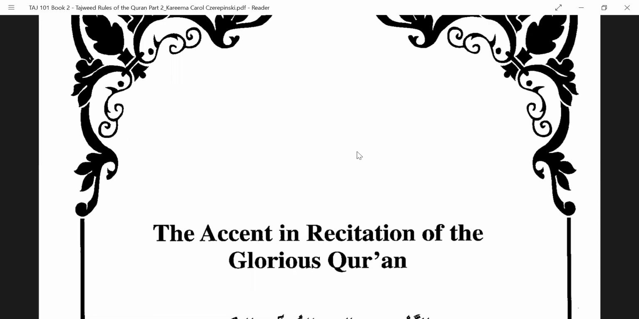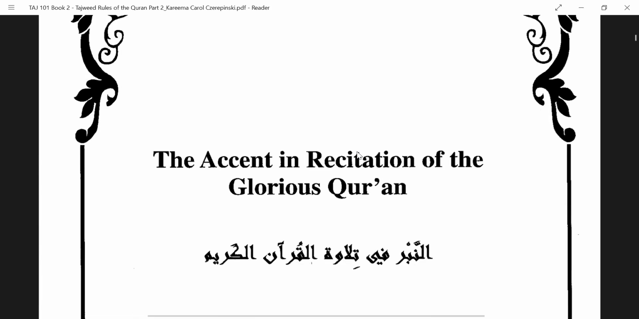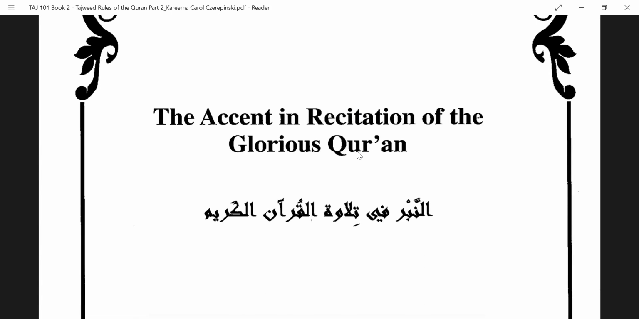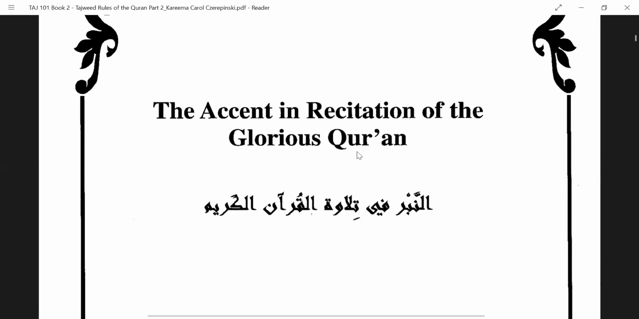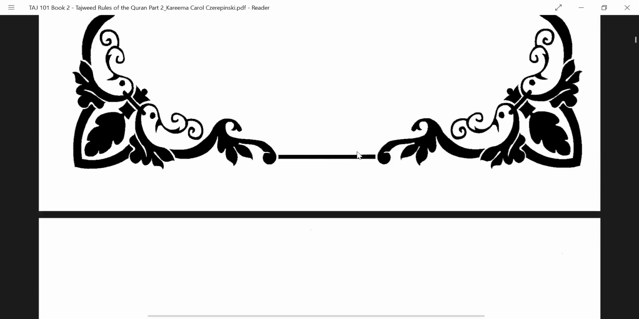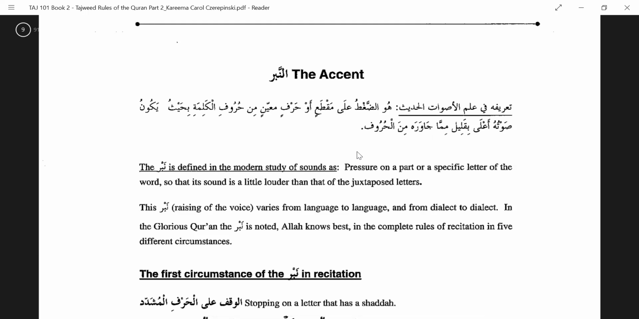The accent and recitation of the glorious Quran. It is known as an-nabr fi tilawatil Quran al-Kareem. Nabr is accent. What do we have here is what we will see. What do you mean by nabr and how are we supposed to do it? In this book, for many definitions, first the Arabic is written, and then two kinds of definition are always mentioned.